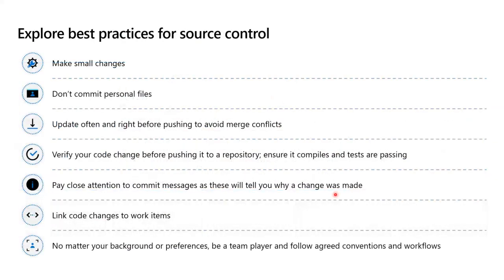So actually, based on this, what are the best practices when we're working with source control systems? Make small changes. Do not wait until the entire feature is completed to make the commit. Don't commit personal files. It's not a good practice. Be careful on what you push to your repos. Update often and right before pushing to avoid merge conflicts. It is very common that a lot of people are working on different features, so it is a good practice to pull the code first, to make sure that you have the most updated version, and only then merge what you are working with.